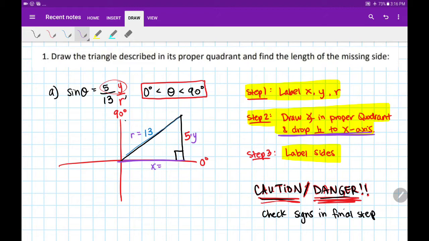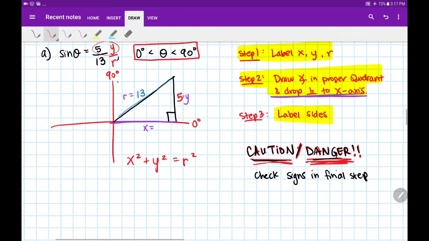So I can use the Pythagorean theorem, which says x squared plus y squared equals r squared. So let's solve it and plug it in. So x squared, well, I don't know what x is. I'm solving for that, so I'll leave it. Plus y squared, y is 5. And then r is 13, so 13 squared. Keep in mind, we need to solve for the missing side. We need to get x by itself. So in our next step, x squared plus 25 equals 169. I just did 5 times 5, 13 times 13.